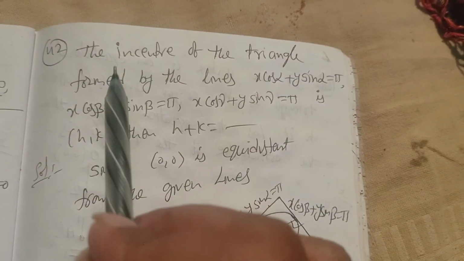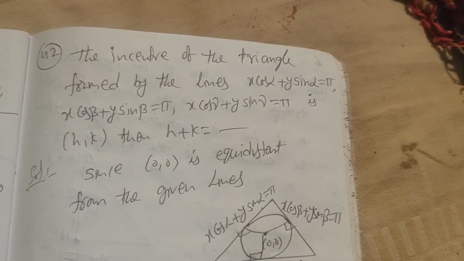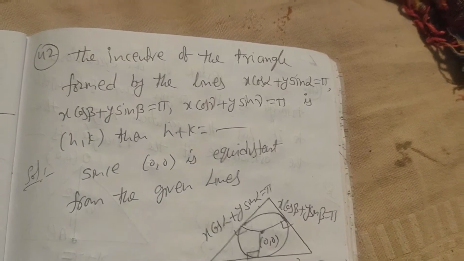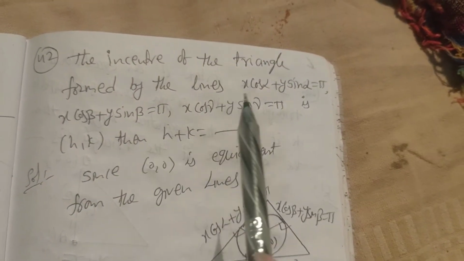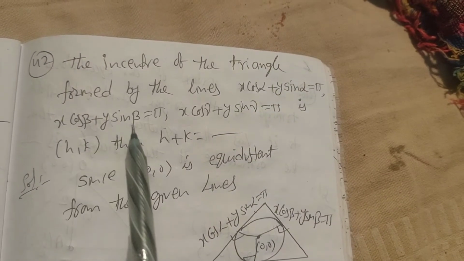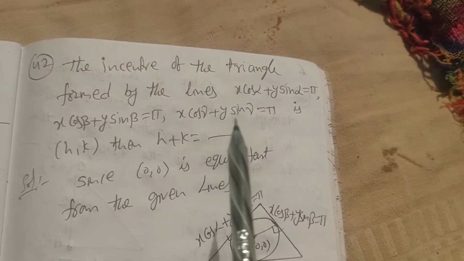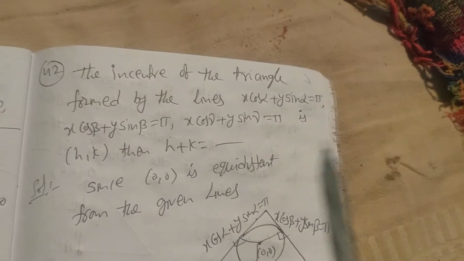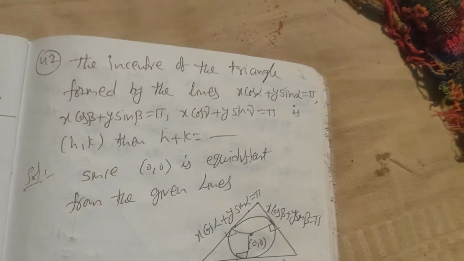My dear students, our next question 42, it is also in level 1 classwork. The incenter of the triangle formed by the lines x cos alpha plus y sin alpha is equal to 5, x cos beta plus y sin beta is equal to 5, x cos gamma plus y sin gamma is equal to 5 is (h, k). Then find h plus k.